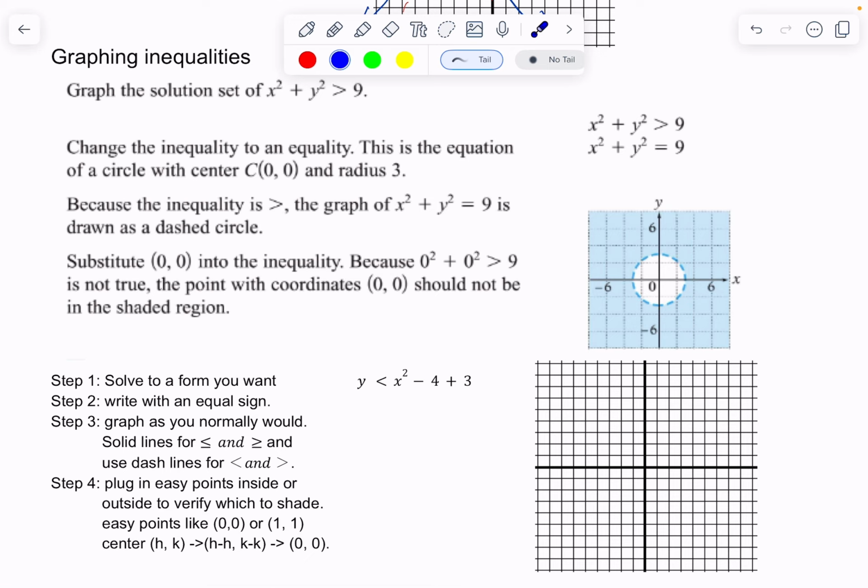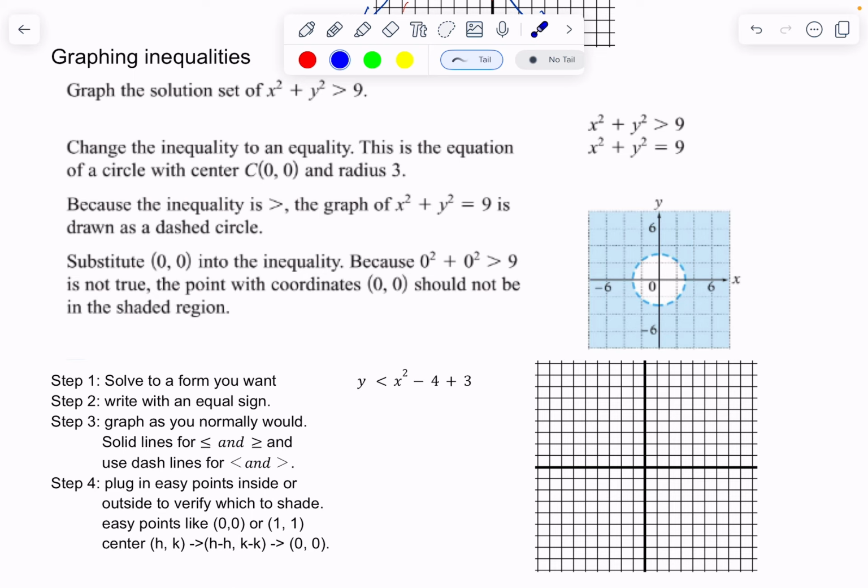So it's a circle at the origin with a radius of 3. R equals 3 because we have 9. Now, that would give you this little circle. Oh, because it's a less than and not a less than or equal to, it's a dashed line, as you can see.